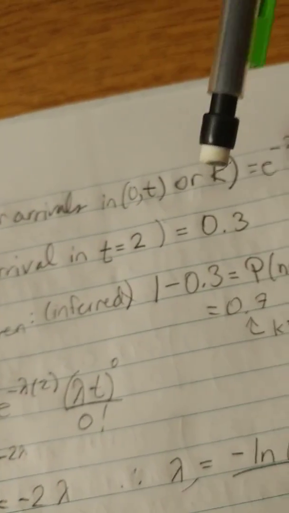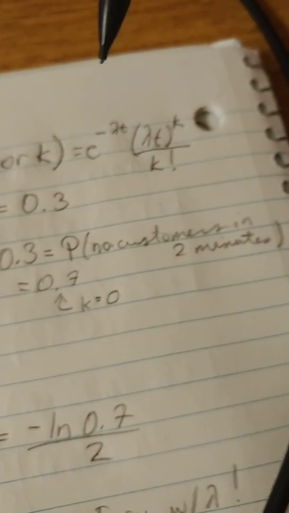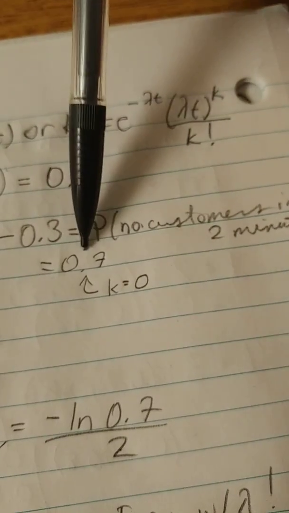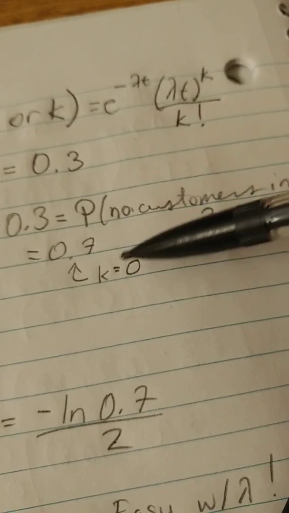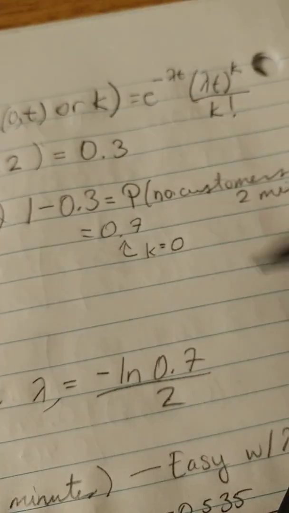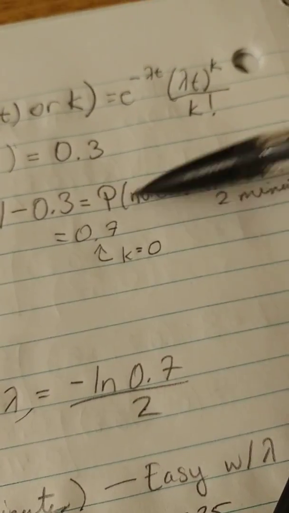And so because we were given that the probability is 0.3 for at least one customer arriving after 2 minutes, then we can infer that 1 minus 0.3 is equal to the probability of no customers coming in 2 minutes. And that's equal to 0.7. And that's when k is equal to 0 and then t is equal to 2.